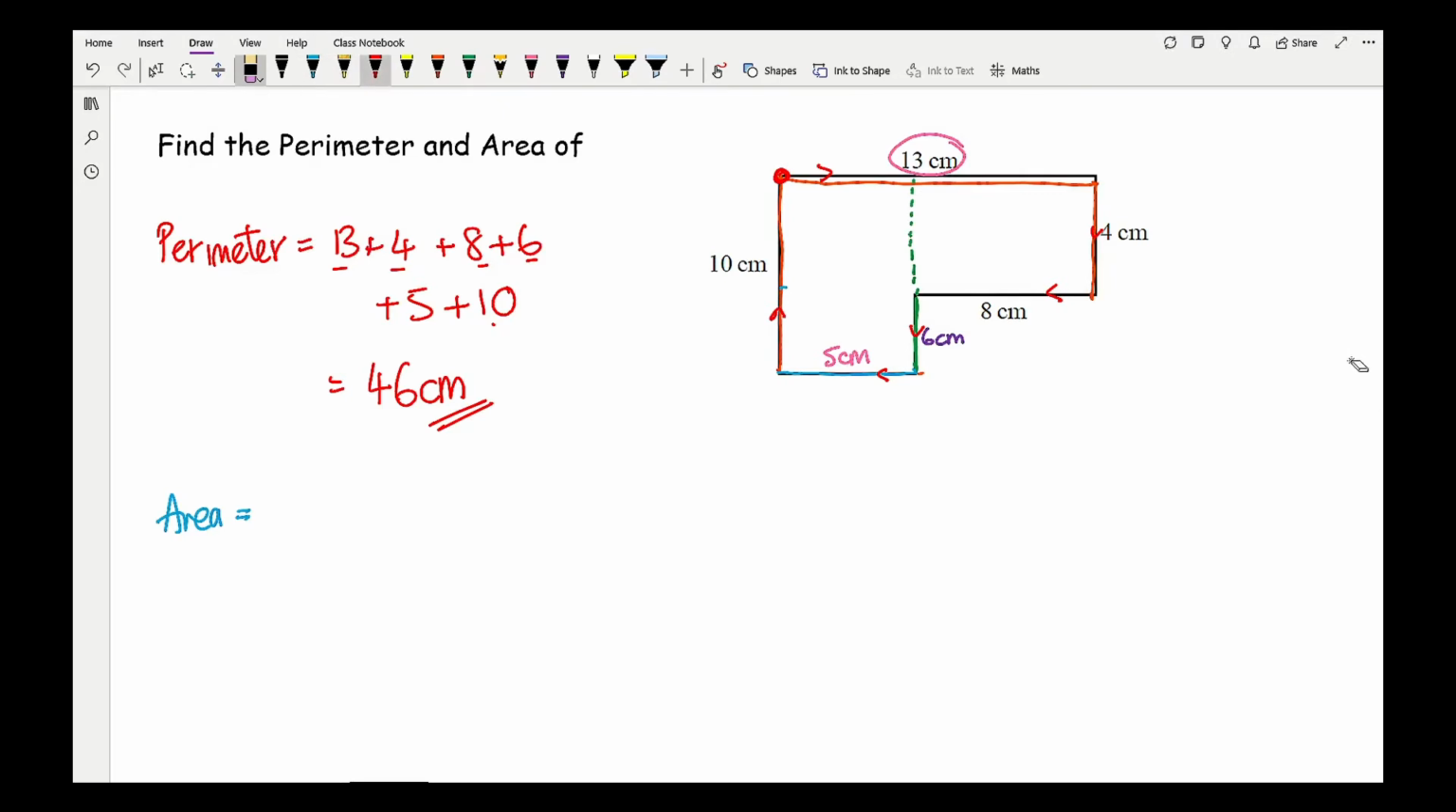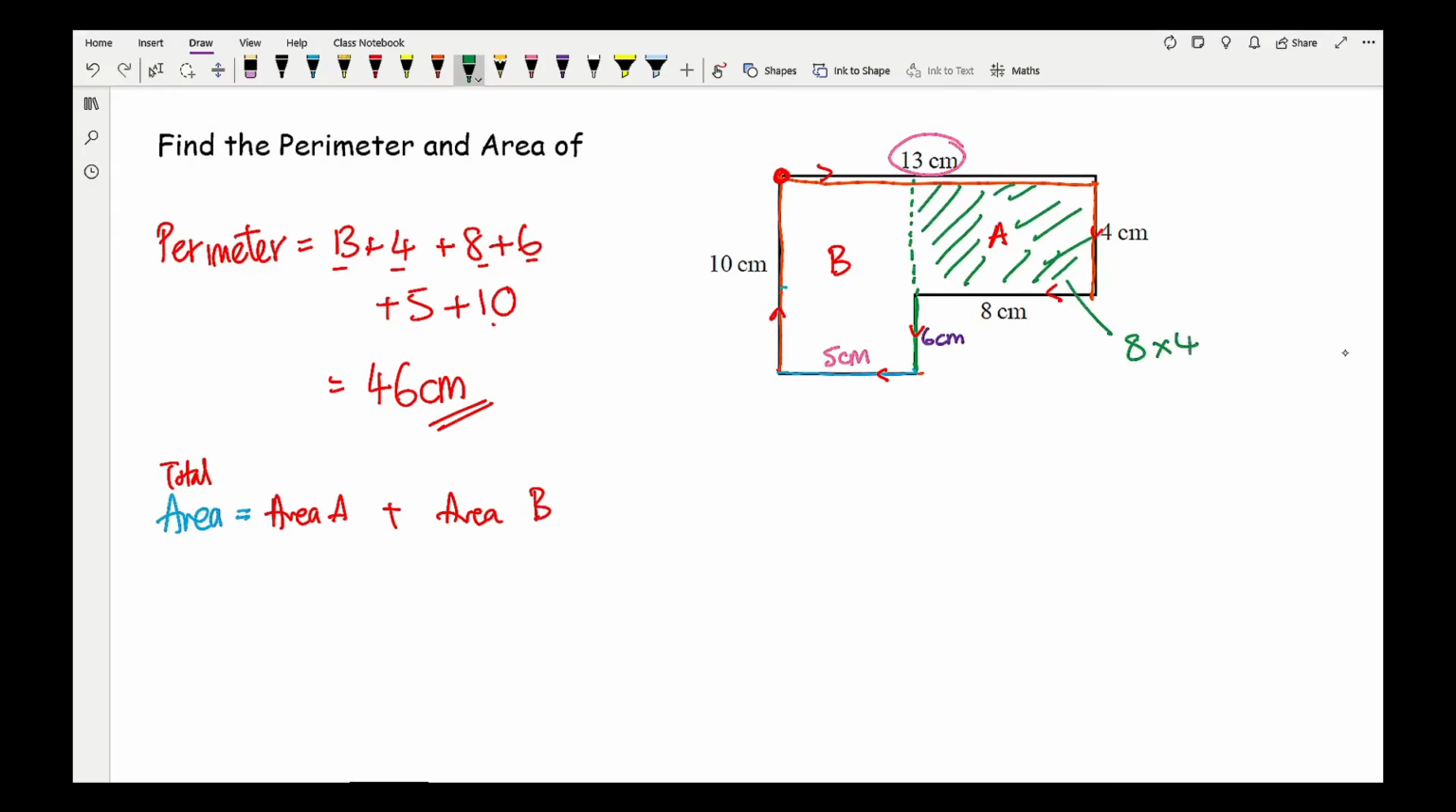So here I've got two shapes. I'm going to call this shape A and I'm going to call this shape B. Now the total area is the area of A plus the area of B. The area of A is this rectangle here, and to work out the area of a rectangle, it's just the base times the height or the length times the width, whichever floats your boat. So I've got 8 times 4, which is 32. So the area of A is going to be 32.